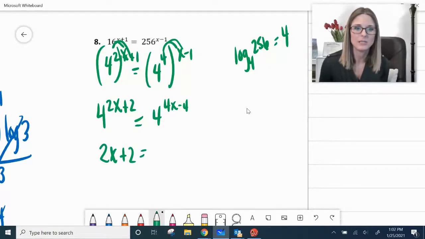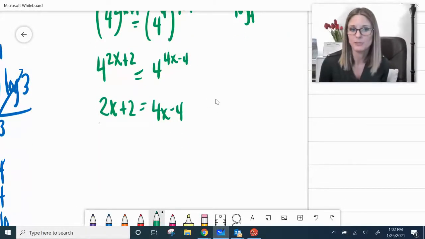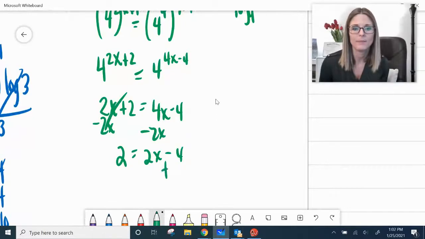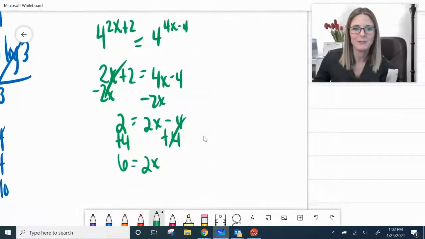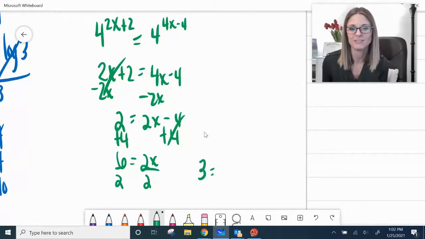So 2x plus 2 is equal to 4x minus 4. I don't even need to worry about what the bases were. They were already equal. So now I can continue to solve for x's that were just in my exponent. Now it's variables on both sides. I'm going to subtract 2x from both sides. Get 2 equals 2x minus 4. Add 4 to both sides. Get a whopping 6 equals 2x. Running out of room. Divide both sides by 2, and we have 3 equals x.